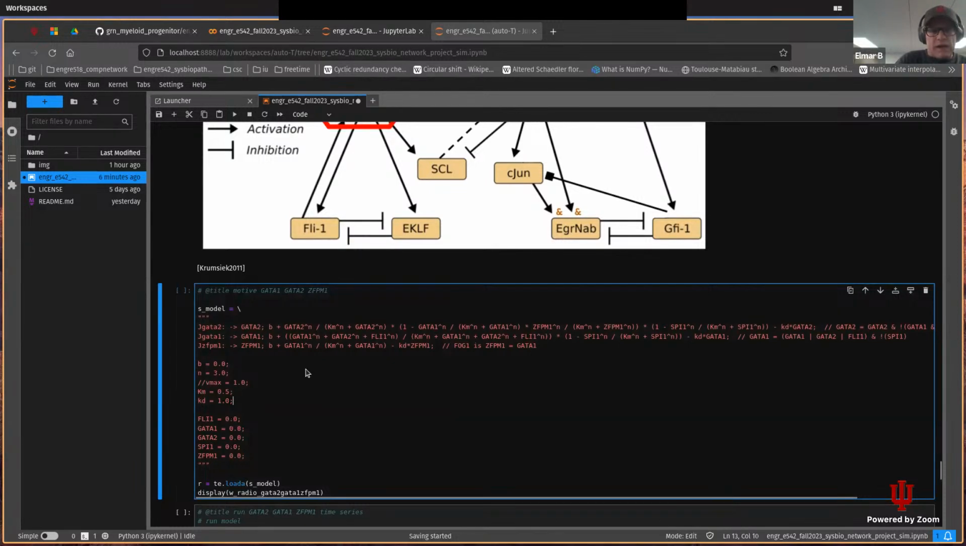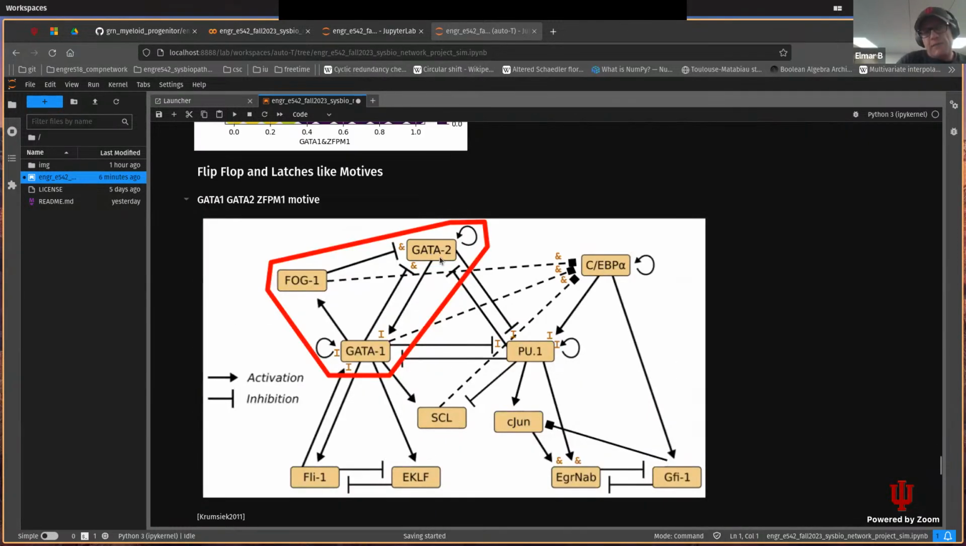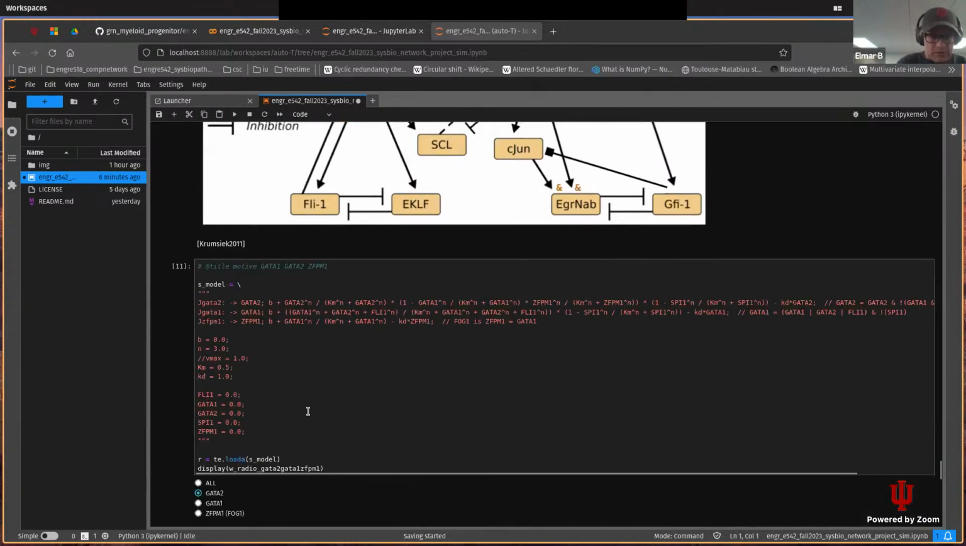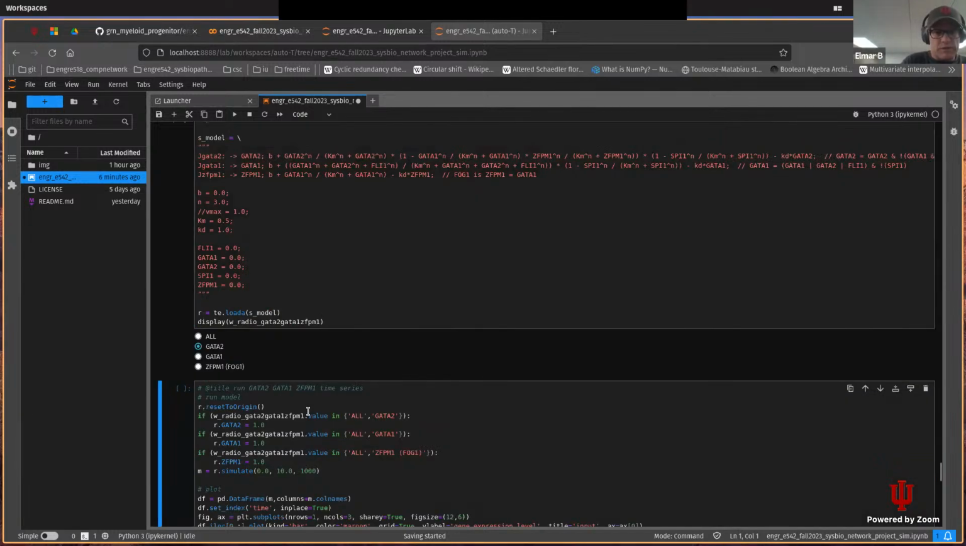And I can do this in a way that I set, for example, GATA1 on, and then I can study what happens to all of the genes, or I can only set GATA2 on and all the other ones are off, or FOG1 on. And so the first one is just that GATA2 is on.